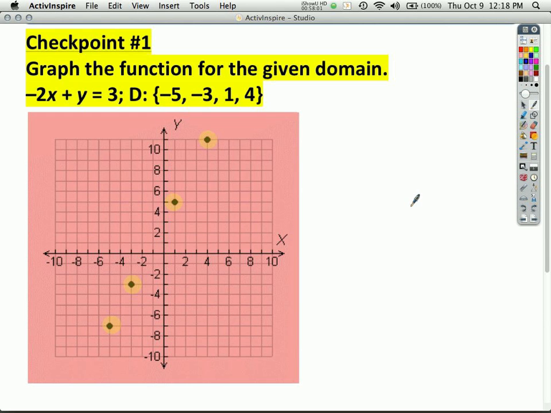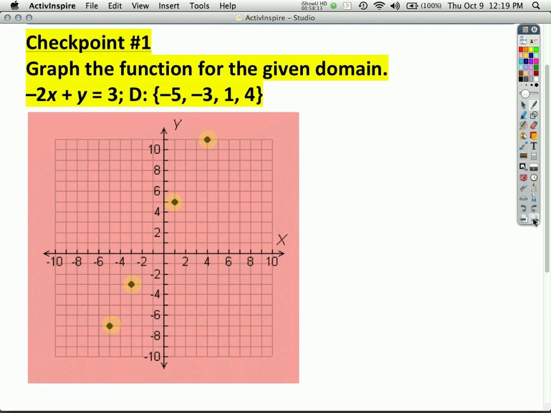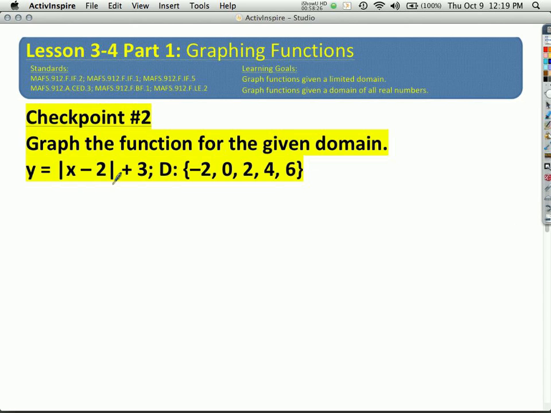Are there any comments or questions on how we did this? Okay, we were going to do a second checkpoint, but I've run out of time. That's my fault, not yours. But I want you to see briefly that you will deal with absolute value functions. And make sure you're watching. If you're packing up already, then you're going to have a serious issue.